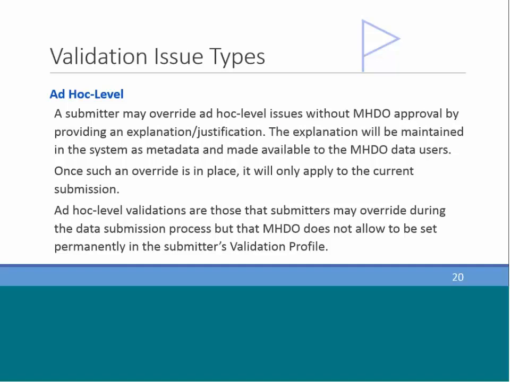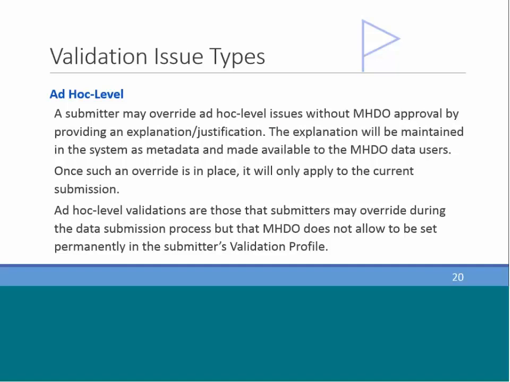The last type of validation issues is called an ad hoc level. A submitter may override ad hoc level issues without MHDO approval by providing an explanation or justification. The difference between ad hoc level and a profile level validation is that once you set an override on a profile level, you will not see that validation issue come up again for another calendar year. So that override is set for a year.